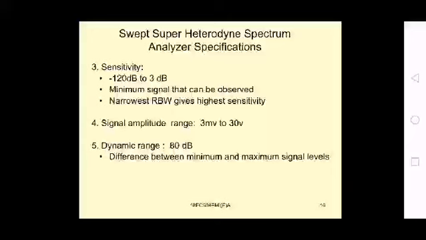The sensitivity is minus 120 dB to 3 dB, the minimum signal that can be observed, and the narrowest resolution bandwidth gives the highest sensitivity. So for the highest sensitivity, go for the narrowest resolution bandwidth. The signal amplitude range is 3 millivolts to 30 volts, and the dynamic range offered by this spectrum analyzer is 80 dB. The dynamic range is the difference between the maximum and minimum signal levels.